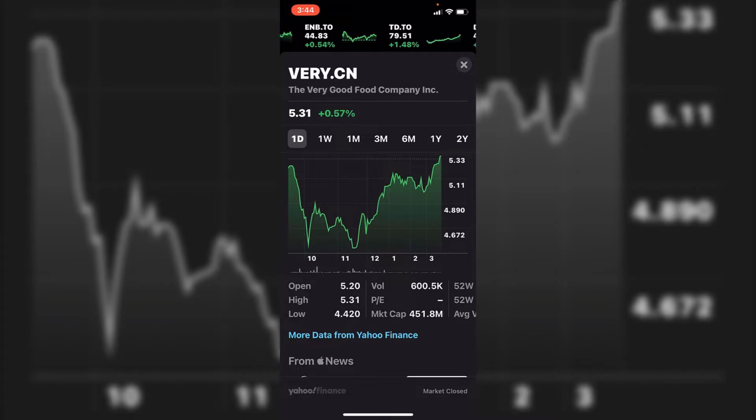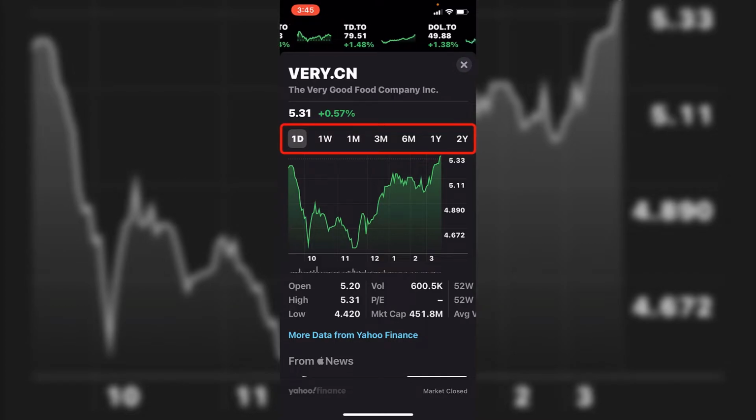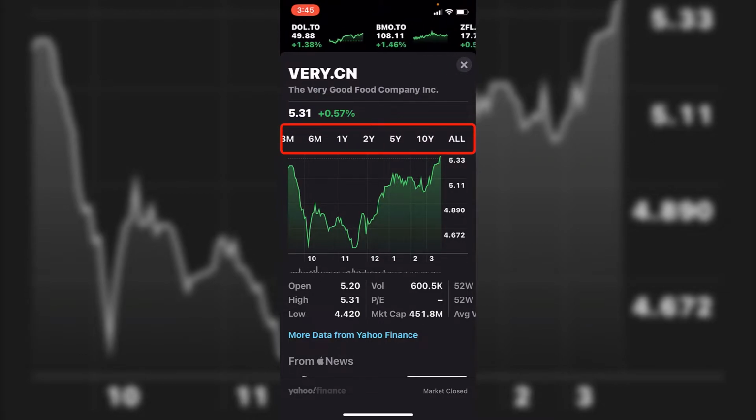So the chart, the horizontal axis at the top, as you can see, shows the time interval: 1 day, 1 week, 1 month, 3 months, 6 months, 1 year, 2 years, and if you just pull it to the left, 5 years, 10 years, and all. Okay, so that's the interval.